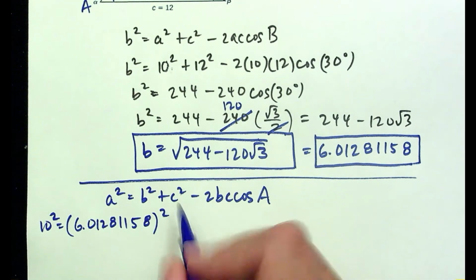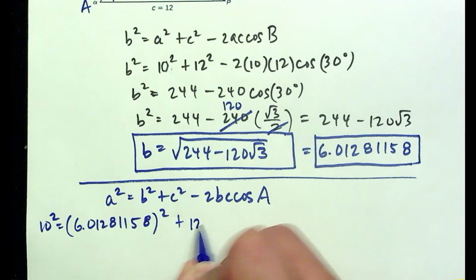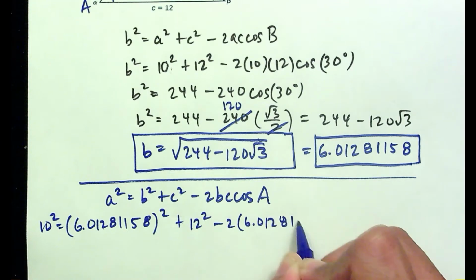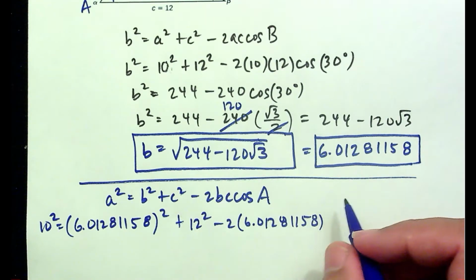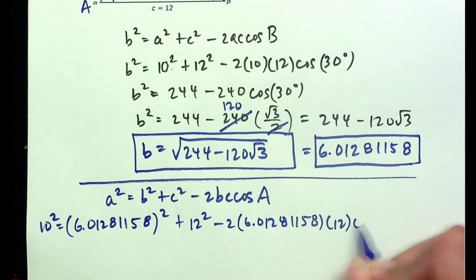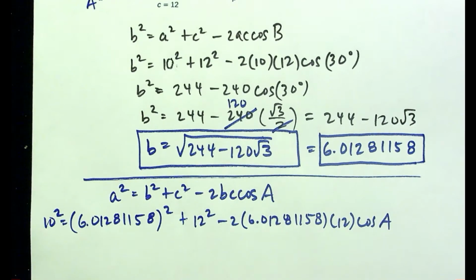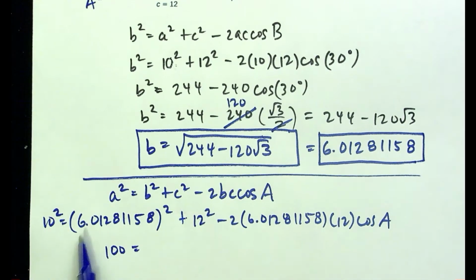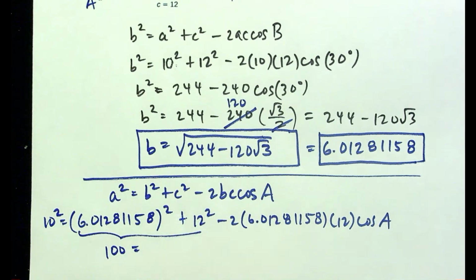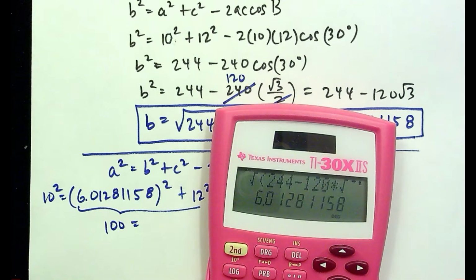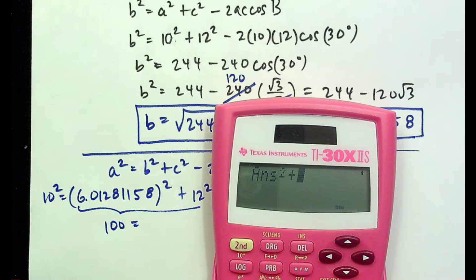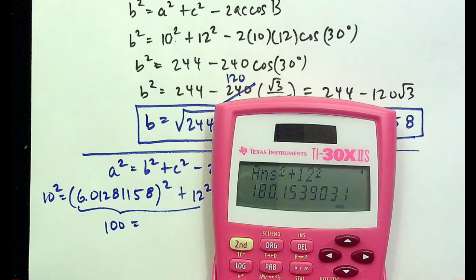10 squared equals 10 squared plus c squared, that would be 12 squared, minus 2 times b times c times the cosine of A. So this will be 100 equals. Now put these together in the calculator. I already have that there, so I didn't erase it. Good for me. So squared plus 12 squared. Okay, let's copy all of this.